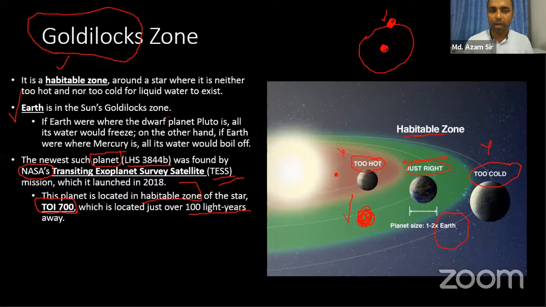So if I try to summarize, the Goldilocks zone is the habitable zone, neither too hot nor too cold, because if it is too hot, water will evaporate. If it is too cold, water will freeze. In fact, everything will freeze out. The best example is Earth. If I take Mercury, life cannot survive there because it is too hot. If I take Saturn or Uranus, again it is too cold for life to survive. Recently, the NASA satellite TESS discovered a planet known as LHS 3844b, which is revolving around the star TOI 700.